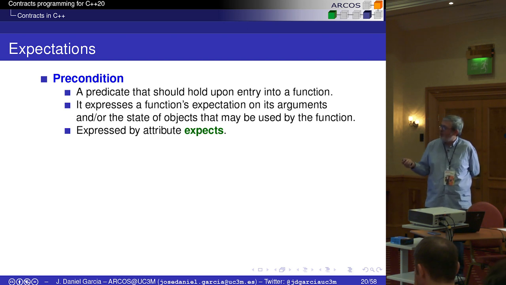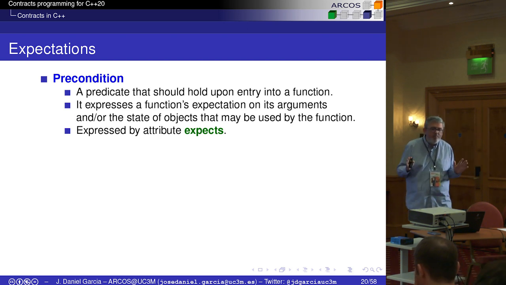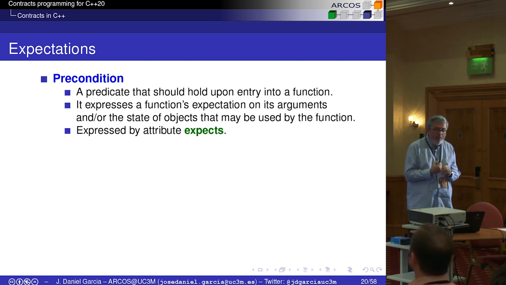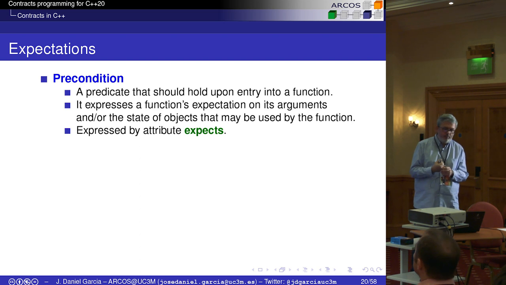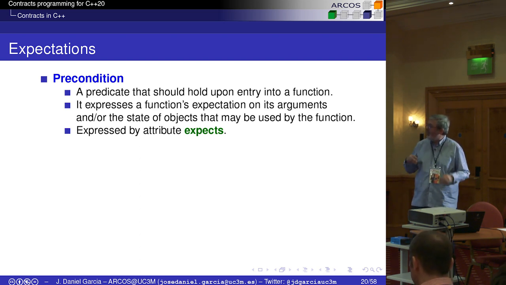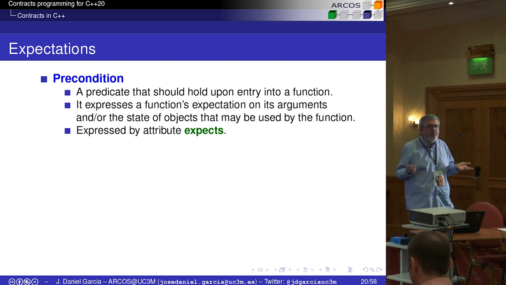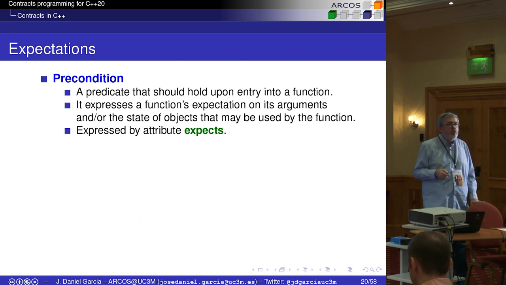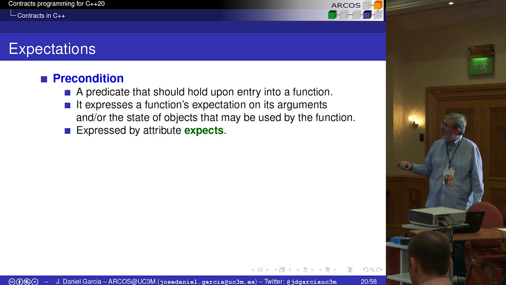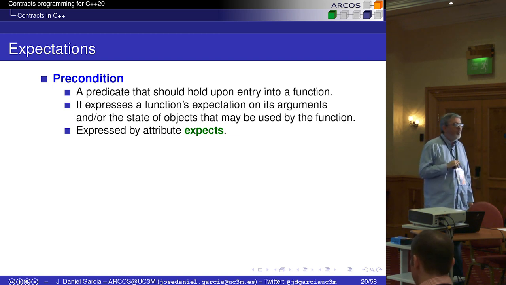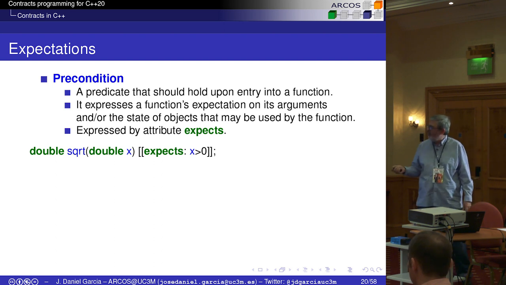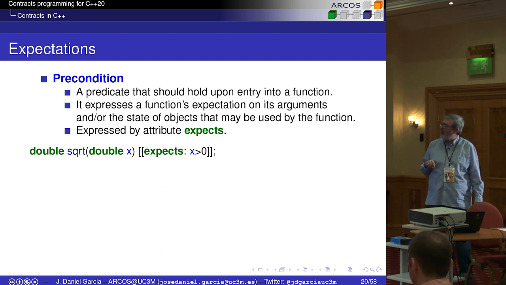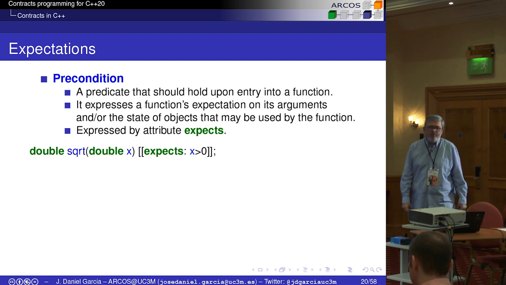So let's start with preconditions. A precondition is a predicate that should hold upon entry into a function and expresses the function's expectation on its arguments and or a state of objects that may be used by the function. For this, we introduce a new attribute called expects, because they are our expectations. So here you have a possible square root function taking a double, and here you have an attribute expects, colon, and a Boolean expression.